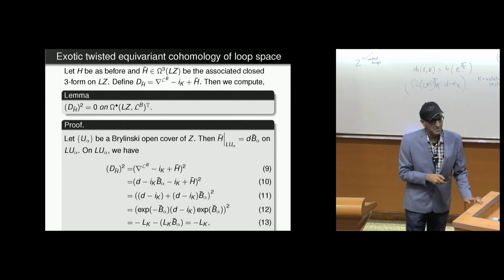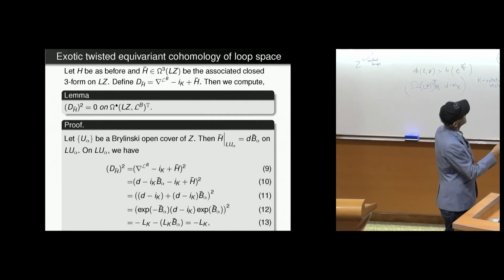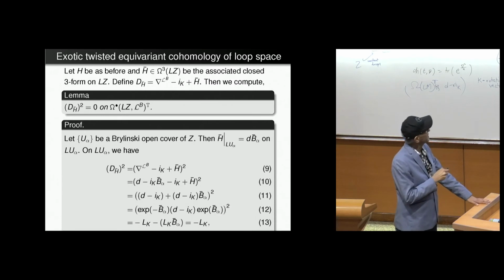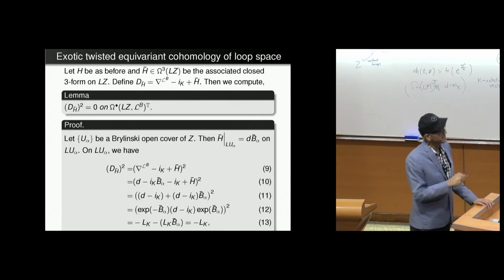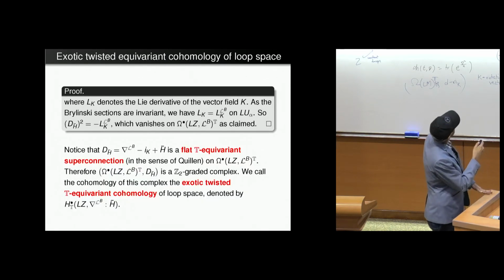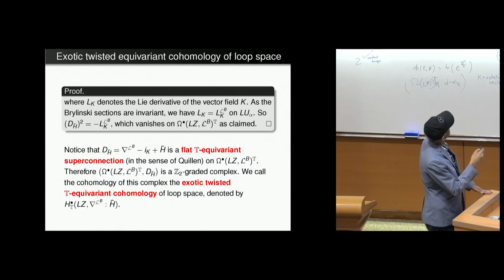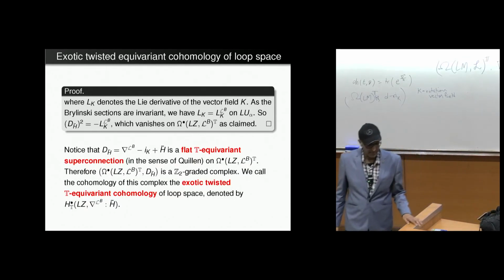This is just like the conjugation trick, but now instead of functions, you use even forms. So it's exponential of minus B alpha bar, D minus iK, exponential of B alpha bar, squared. When you square that, it's just minus the Lie derivative with respect to the rotation vector field, minus the Lie derivative of B alpha bar. But B alpha bar is invariant, so this is 0, and you get just the Lie derivative remaining. And remember, we have invariant sections. So the Lie derivative is actually the Lie derivative on the line bundle, and the square is equal to the Lie derivative on the line bundle. Therefore, it vanishes on the invariant line bundle valued forms.